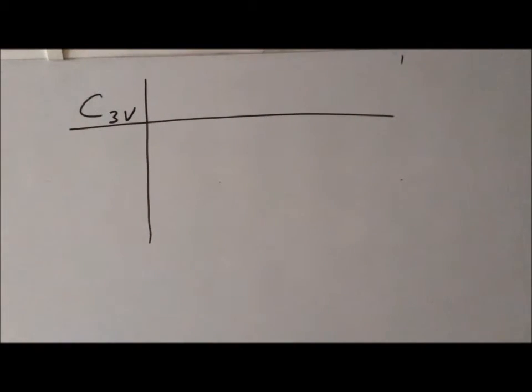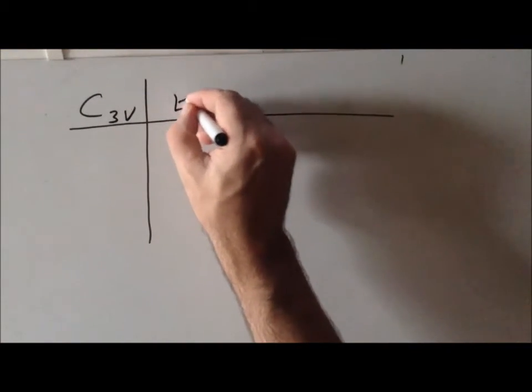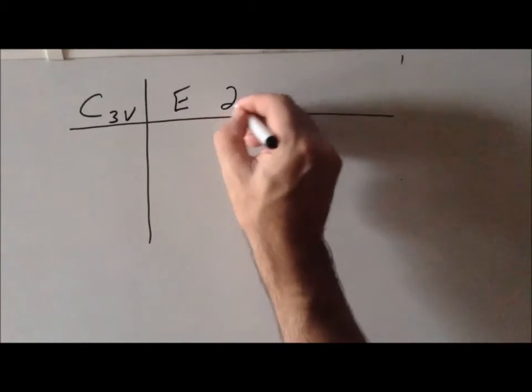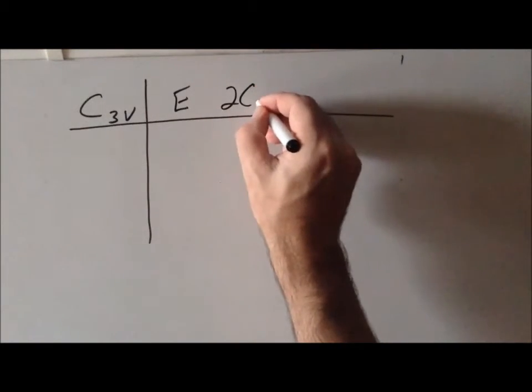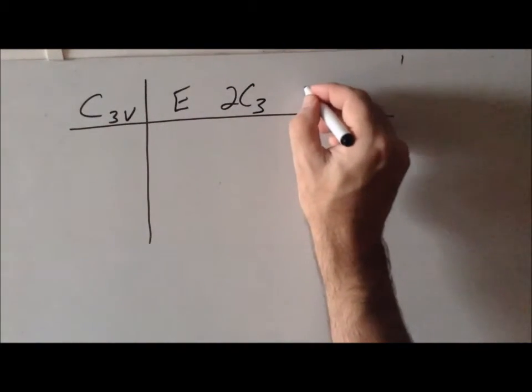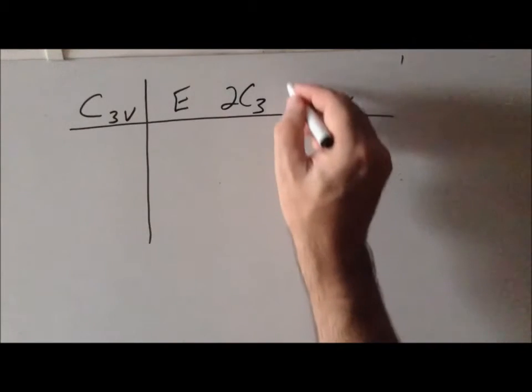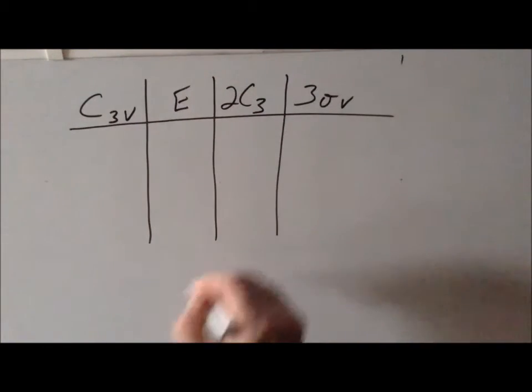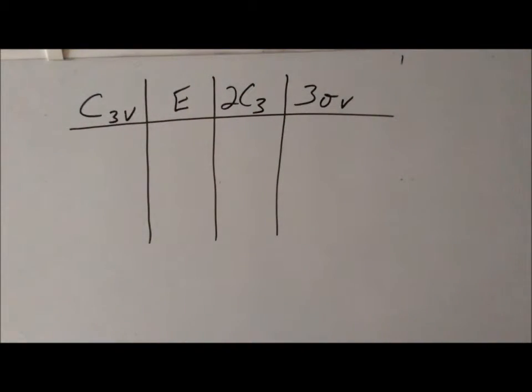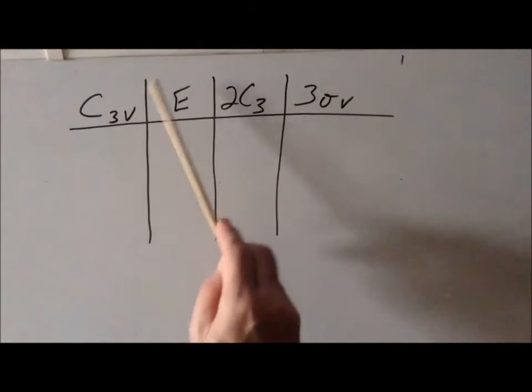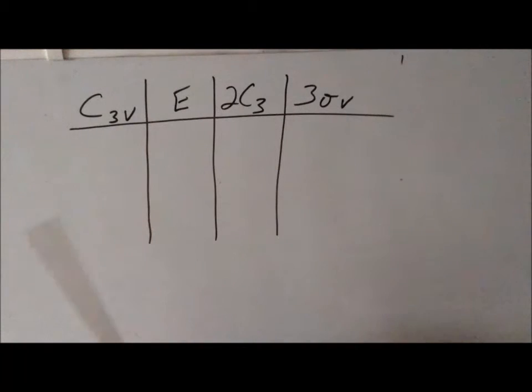And it turns out there are only 3 columns for C3V. That tells us that we have 3 classes. But we notice something that we haven't seen before. In the first class, we have E, which is by itself. This will always be true no matter what group we have. E is always in its own class, so the identity is always in a class by itself.